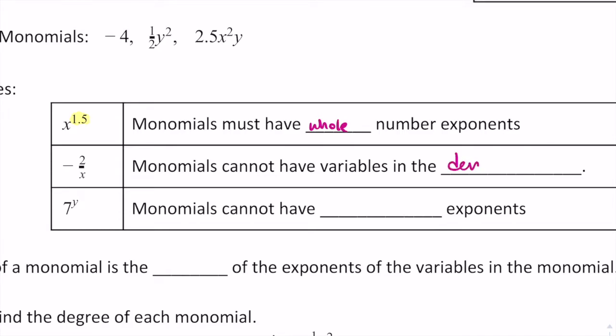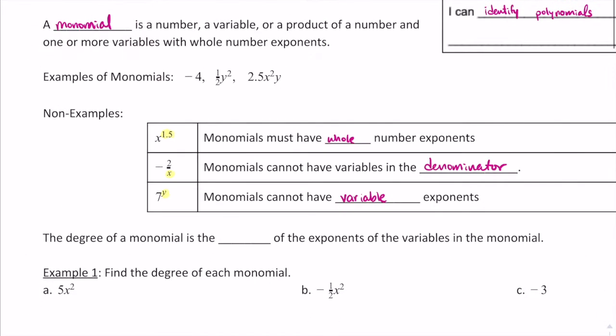Monomials cannot have variables in the denominator as well. So this is similar to what creates a linear and nonlinear function too. So negative 2 over x is not a monomial. Why? Because there is an x in the denominator. Last but not least, 7 to the y is not a monomial because it cannot have variable exponents. So y cannot be in the top, nor can it be in the denominator as well.